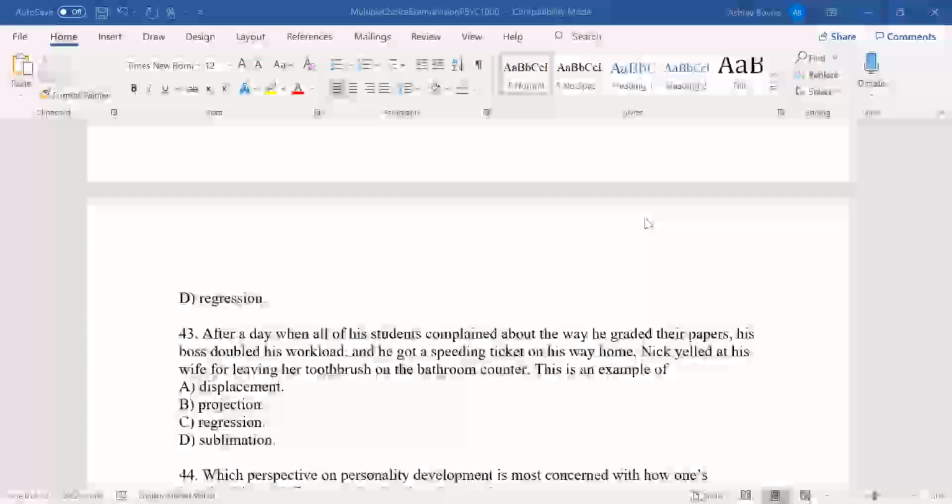So moving on to 37. Which of the following is a disorder that takes the form of a bodily ailment that has no physical cause? A, anxiety, B, somatoform, C, dissociative, or D, psychophysiological? So I'm seeing one person answering B. Does anybody have a different answer?